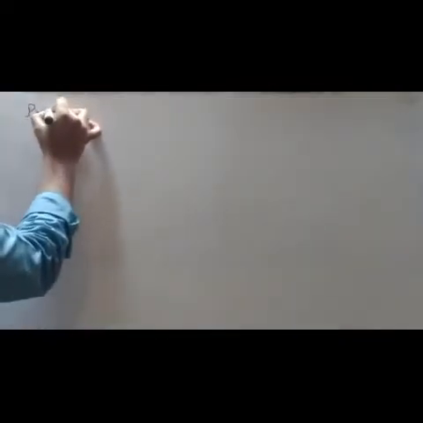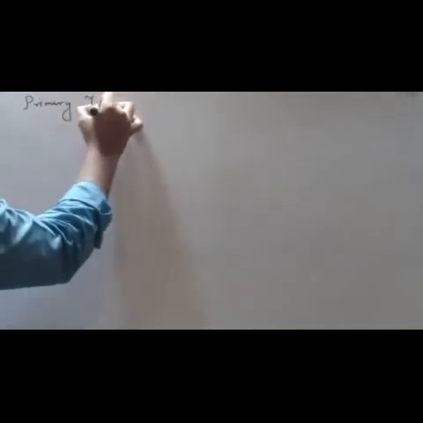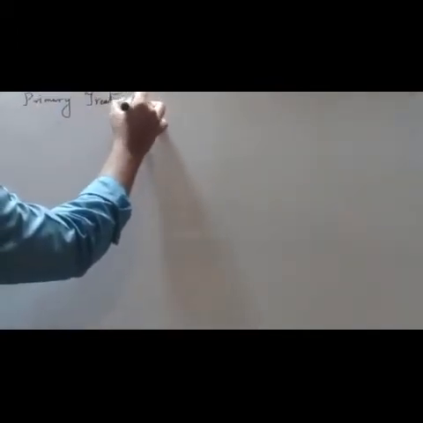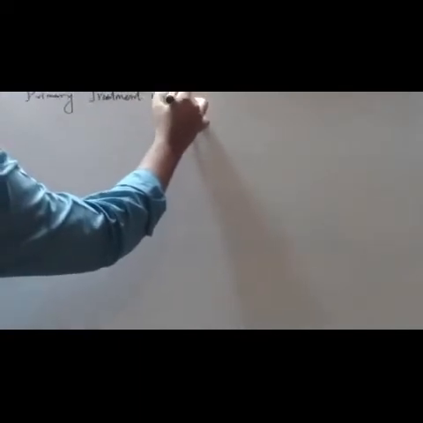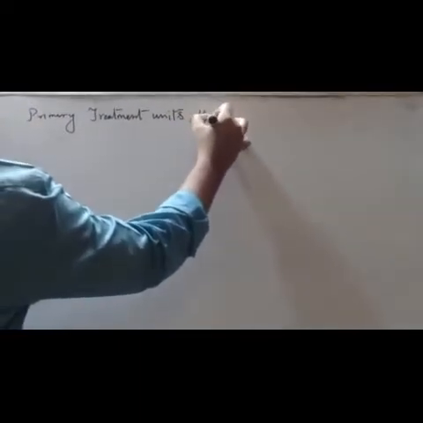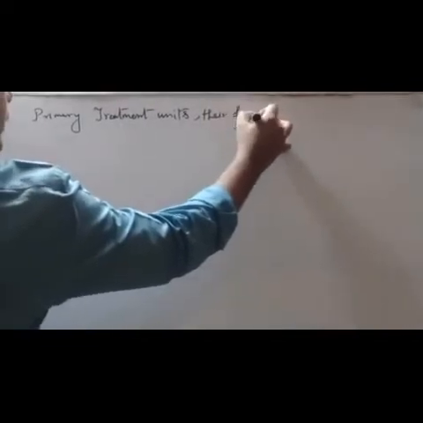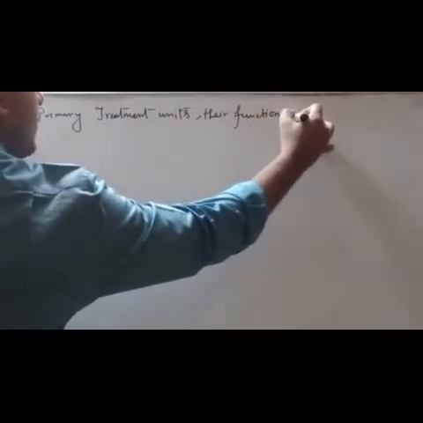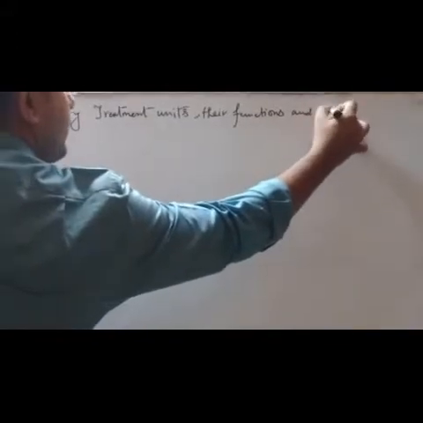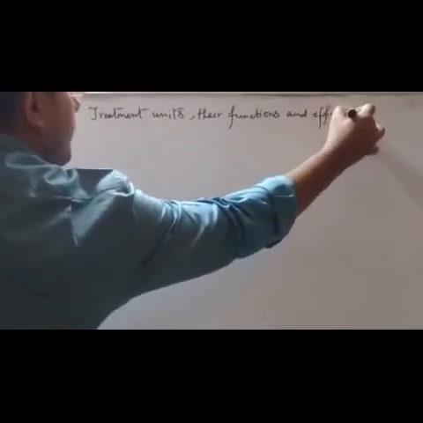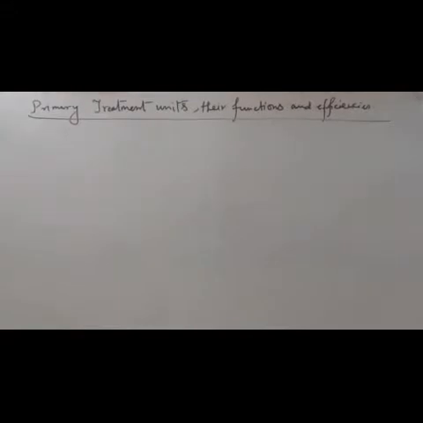First of all, give the heading: primary treatment units, their functions and efficiencies. So this is the heading, which I will discuss in a tabular form.